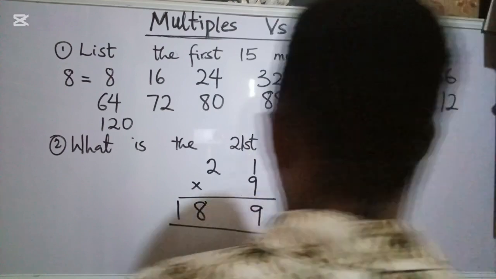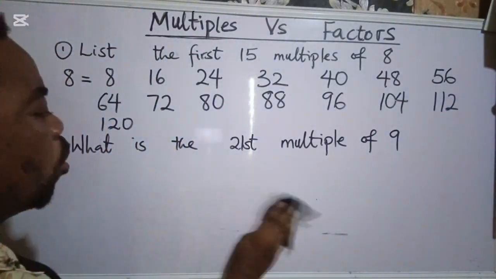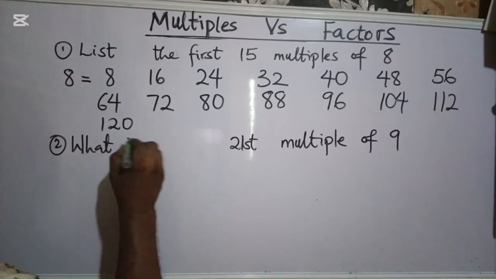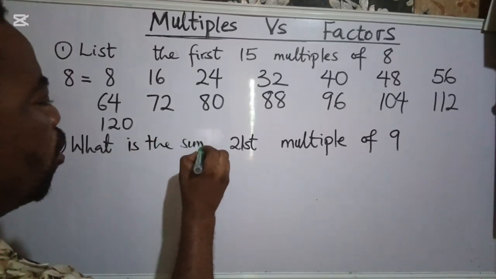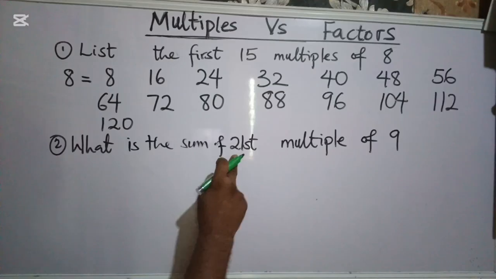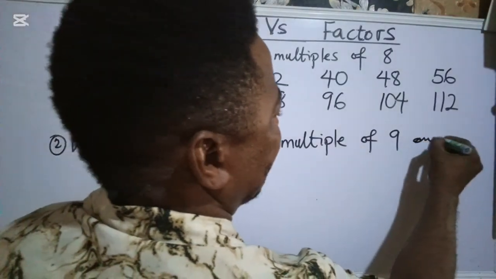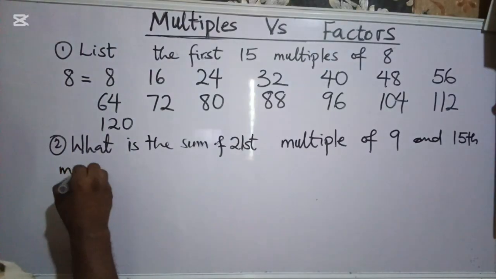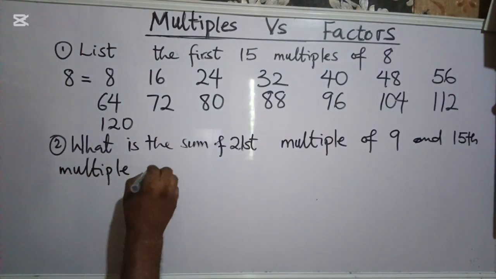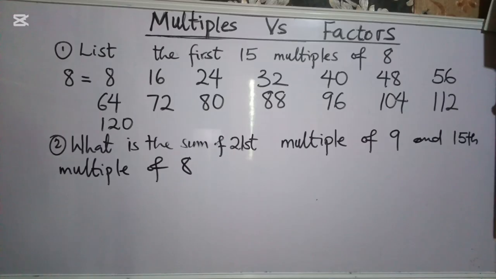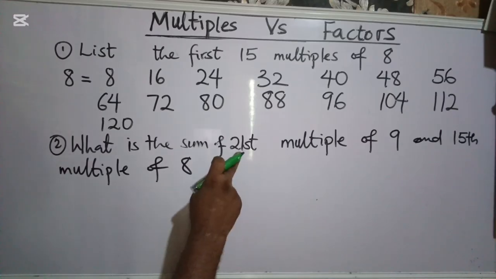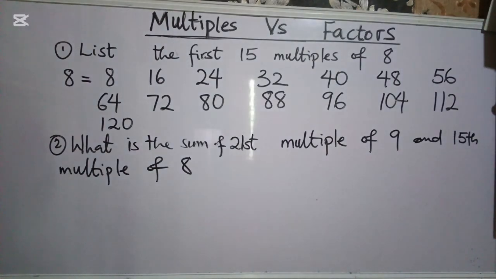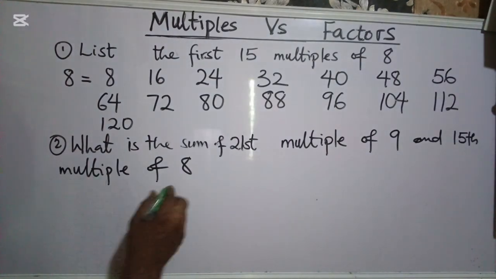The person can come bigger and say, what is the sum of the 21st multiple of 9 and the 15th multiple of 8? Now, you know we have gotten the 21st multiple of 9 as what that time? Oh, you have forgotten it. All right. Now, this is your solution.